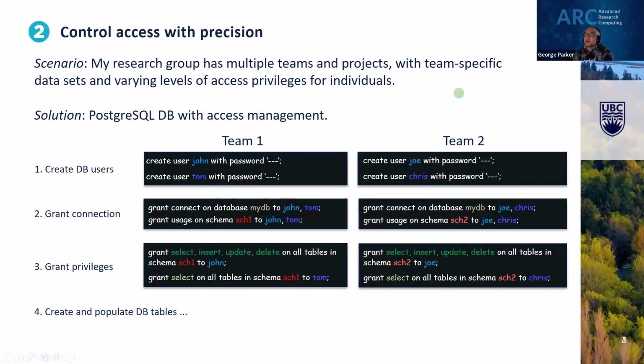Scenario 2. My research group has multiple teams and projects. What I want is to let different teams have access to specific data sets that only relate to their research. And also different people in a different research group will have different access or different privileges. So I'm going to use a Postgres database with access management, assuming I have 2 teams, team 1 and team 2.